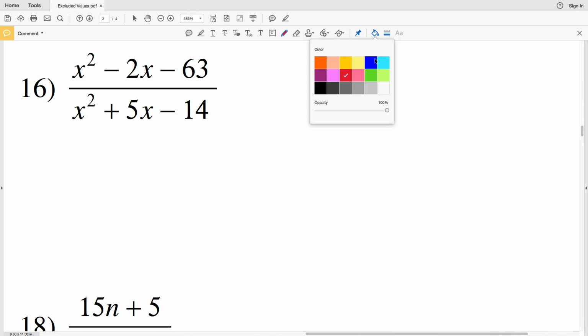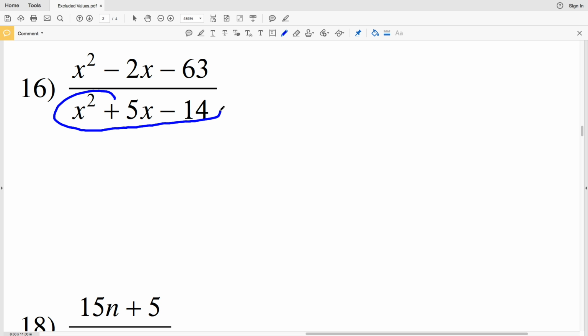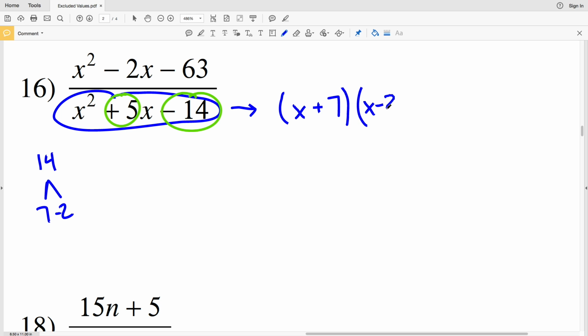Now, on to number 16. We have the quantity x squared plus 5x minus 14 in our denominator. So I'm going to start by factoring that, and then setting it equal to 0. So what two numbers multiply to give me negative 14 and add to give me a positive 5? Well, the factors of 14 that will work are 7 and 2, where that 2 is negative, because 7 times negative 2 equals negative 14, and 7 plus negative 2 equals a positive 5. So I'll rewrite x squared plus 5x minus 14 as x plus 7 times x minus 2.